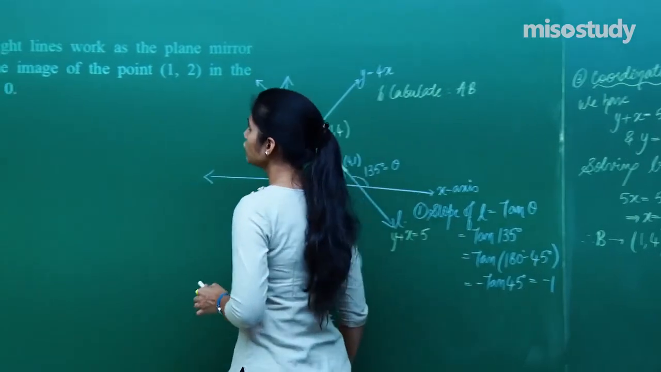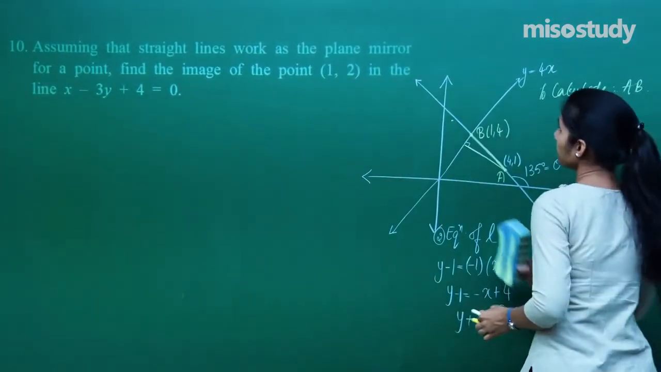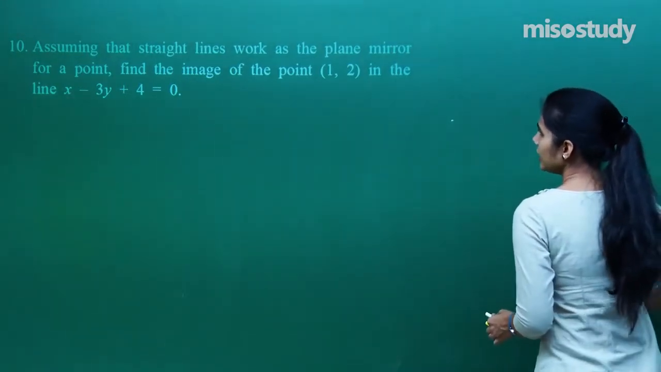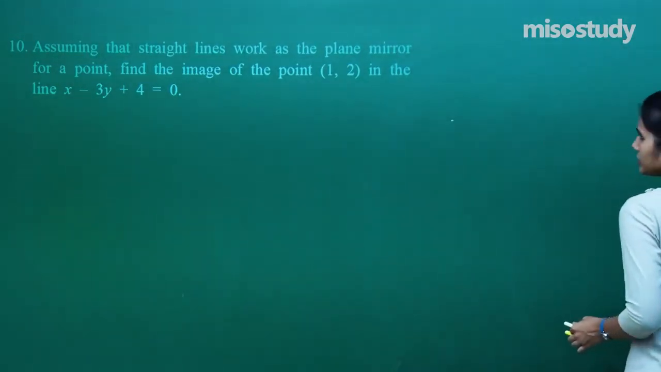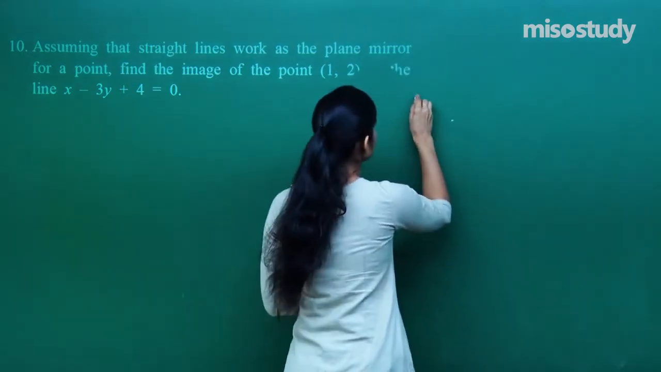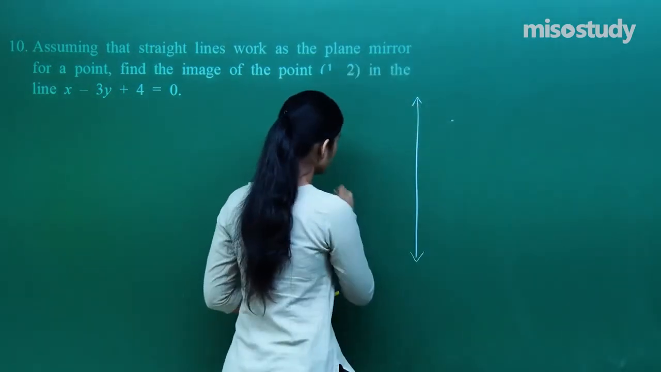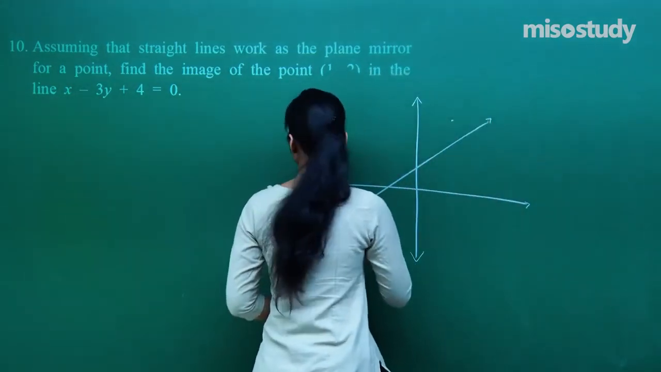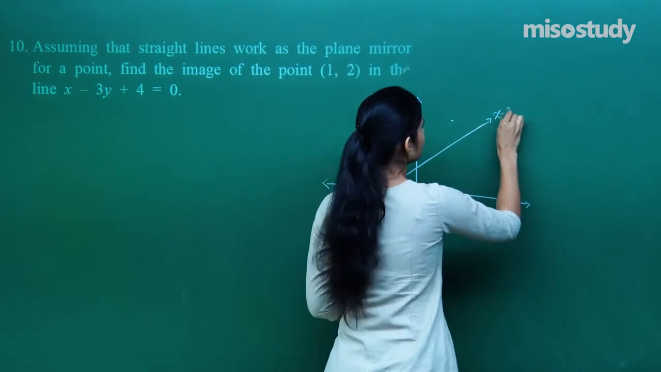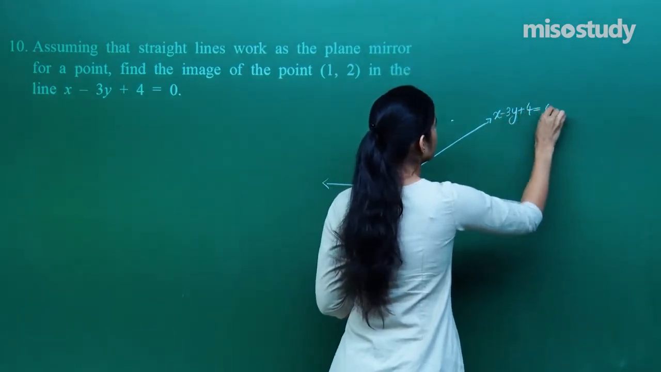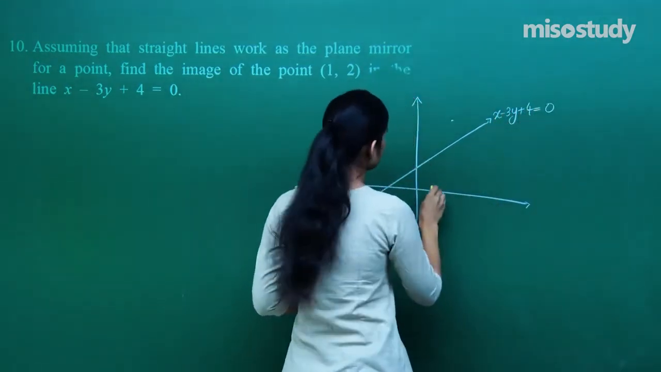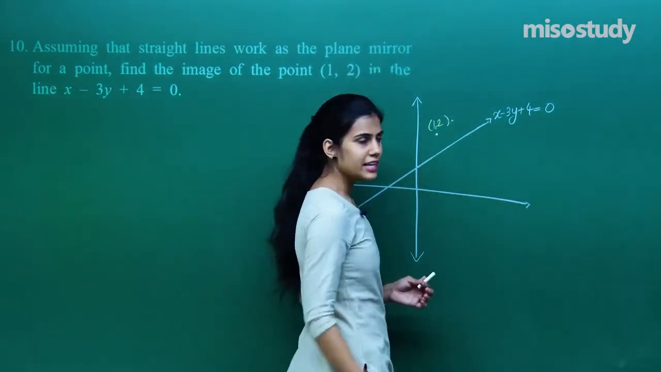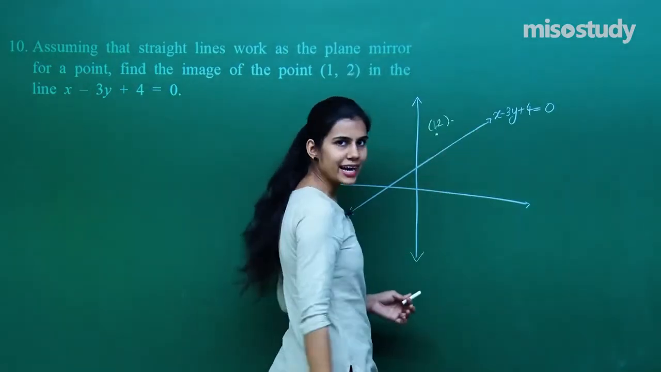Next we have, assuming that straight lines are working as mirrors for a point, find the image of the point 1, 2 in the line x minus 3y plus 4 equals 0. What is this actually trying to say is, let's say this is my line whose equation is given by x minus 3y plus 4 equals 0. There is this point 1, 2. I need to find the image of this point along this line acting as the mirror.